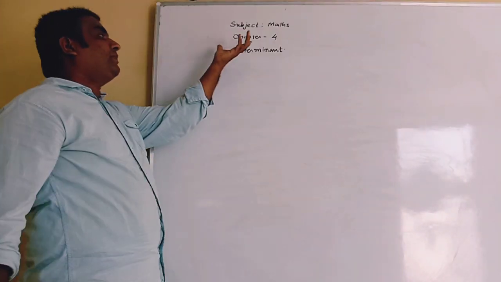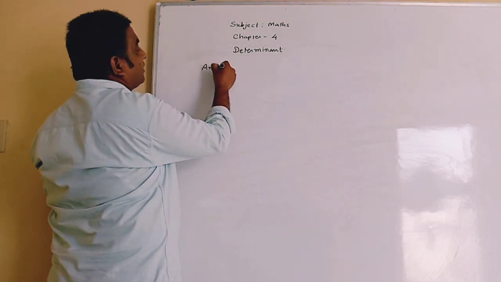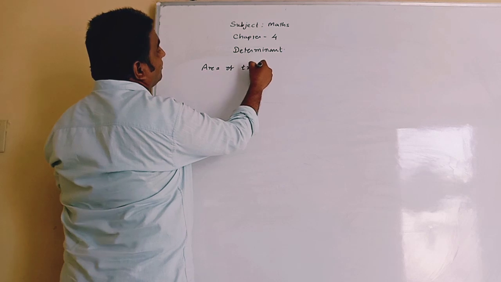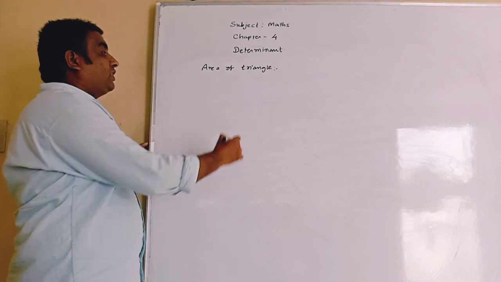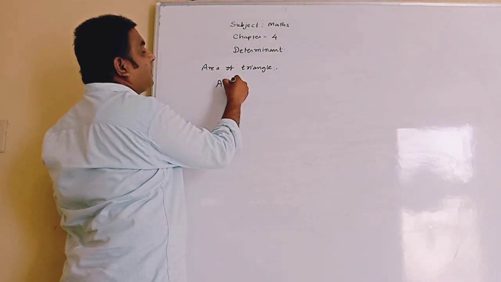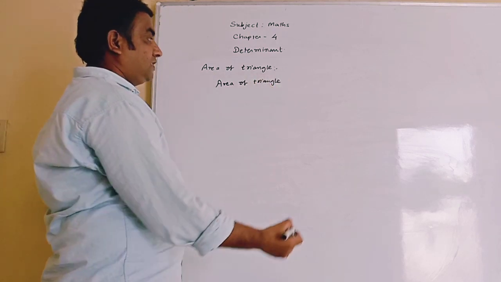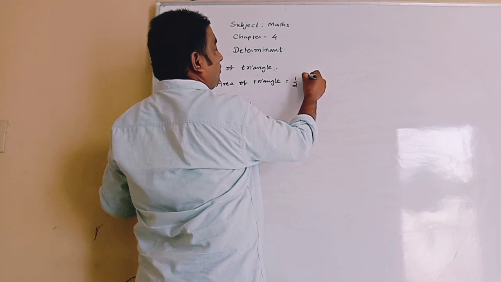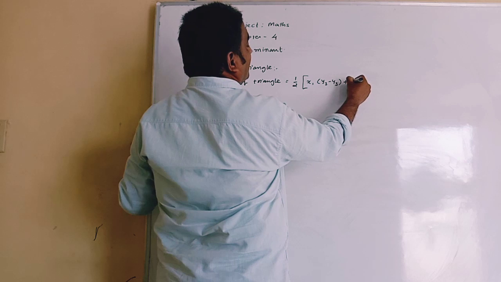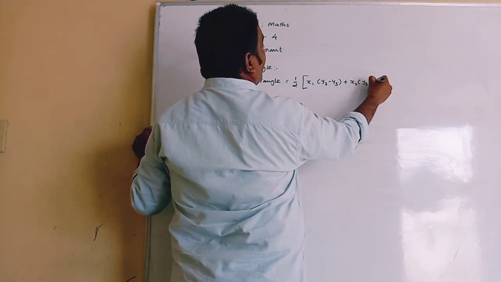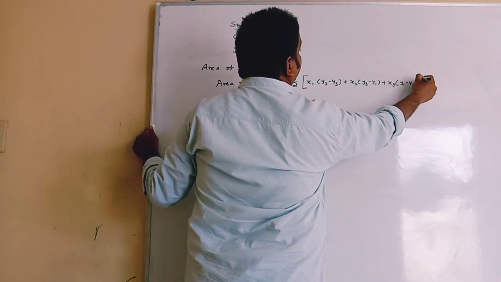Hello friends, in Maths chapter 4 determinant, we will study the area of triangle using determinant. So area of triangle using determinant. In 10th standard we have studied the formula for area of triangle, that is 1 by 2 [x1 (y2 minus y3) plus x2 (y3 minus y1) plus x3 (y1 minus y2)].